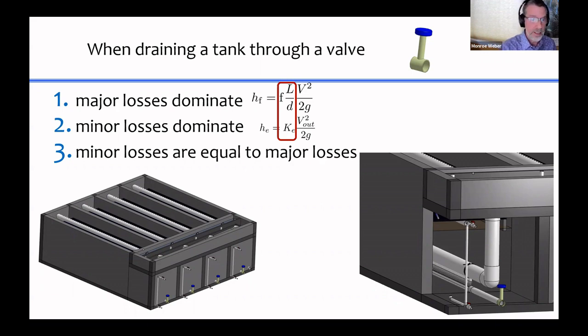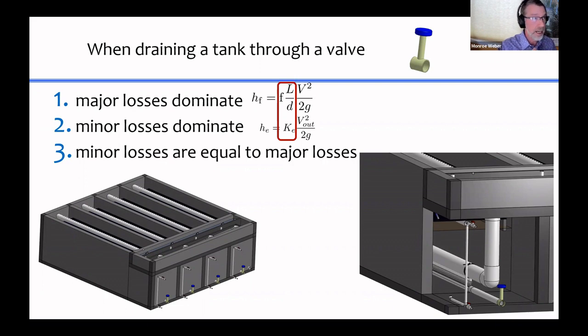So for this pipe, there had to be an entrance somewhere. There's an exit where it's just dumping out and all that energy is lost. And there's the valve, and there's going to be some losses through the valve. Net is that at least you lose all the energy coming out the end of the pipe. So that's a K of 1. And so the question is, is fL over D greater than 1?